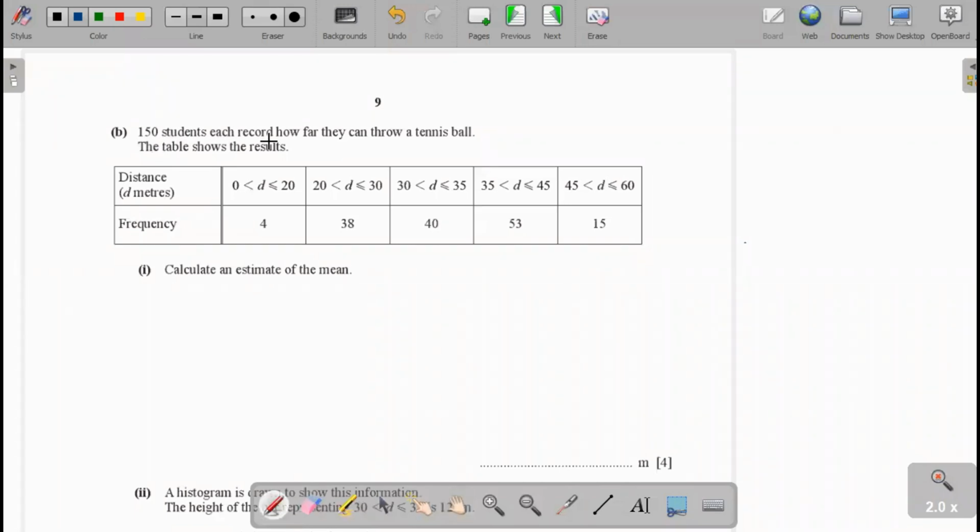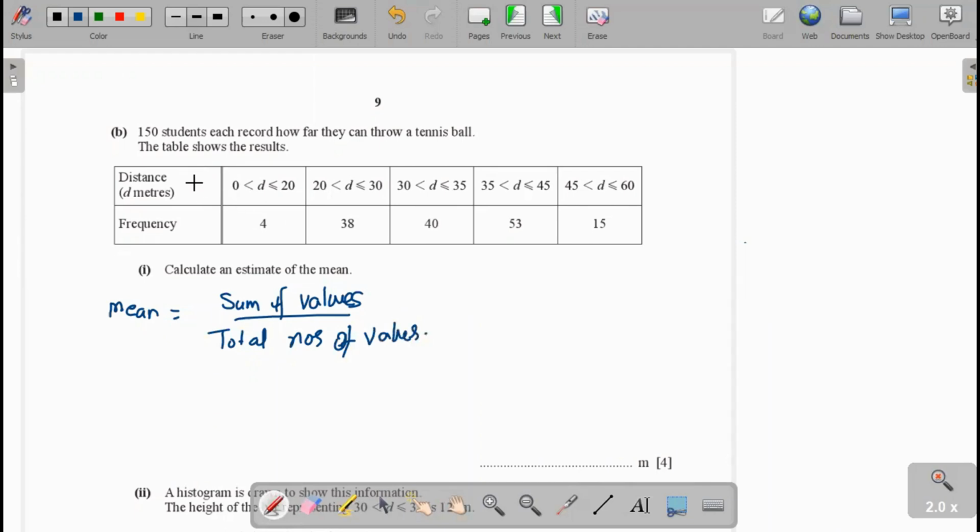In part B, 150 students each record how far they can throw a tennis ball. The table shows the result. The distance and frequencies are given here. We calculate the mean. Now the mean is equal to the sum of values divided by the total number of values.